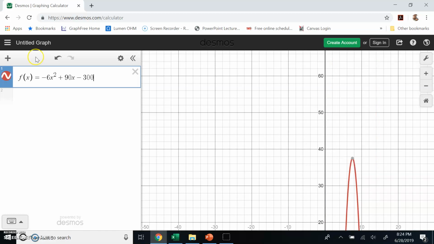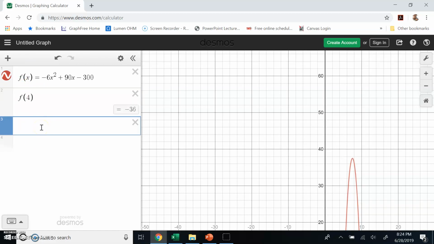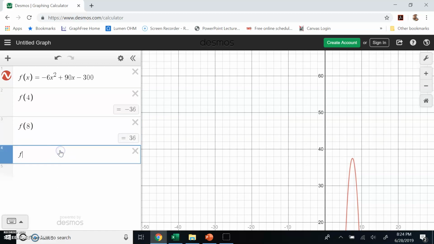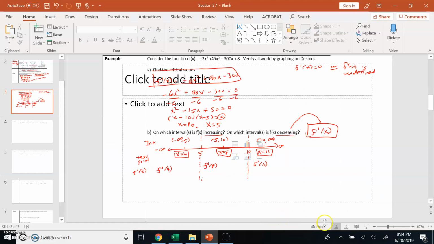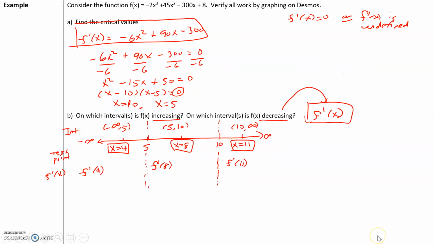I put in the function, and I want to evaluate the following. I want to evaluate f prime of 4, f prime of 8, and f prime of 11. So I have negative 36, 36, and 36. And remember, this represents the first derivative. So let me put those in. So f prime of 4, the first derivative at 4, is equal to negative 36. This is equal to positive 36. This is equal to negative 36.